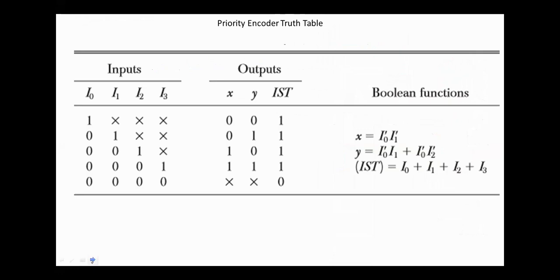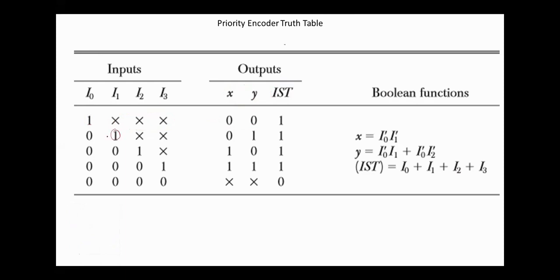The priority encoder has 4 inputs, for example, named I0, I1, I2, I3, 2 outputs for the address and a third output for the status bit. If I0 is 1, this means that we have a request from the device with the highest priority. So in this case, regardless of the other bits, the output of the encoder is 00, indicating that device 00 has requested a service.